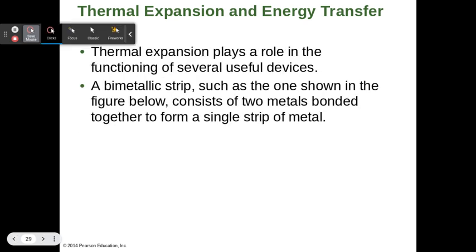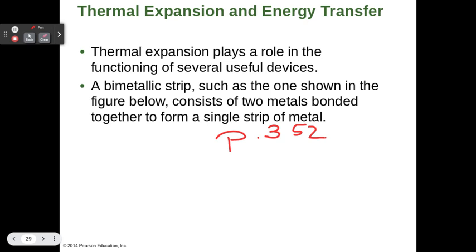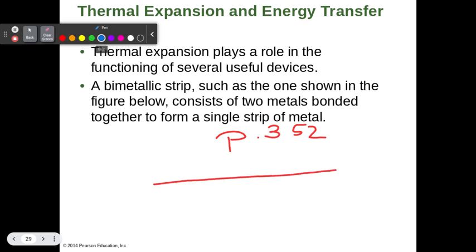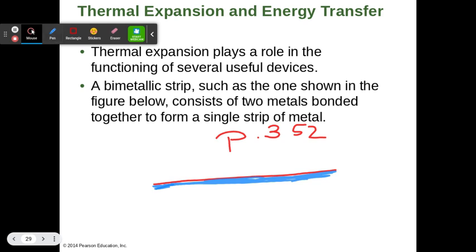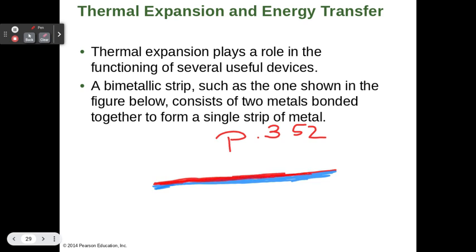And so it's literally, and this is in your book too. For some reason, the figures in your book are not showing up in the PowerPoint. I don't know why. But page 352. And it's literally, you have a strip of metal, then you have a strip of another metal, and they are put side by side and bonded together. And that's what a bimetallic strip is. Just like the name sounds. Two metals bonded together. Okay?